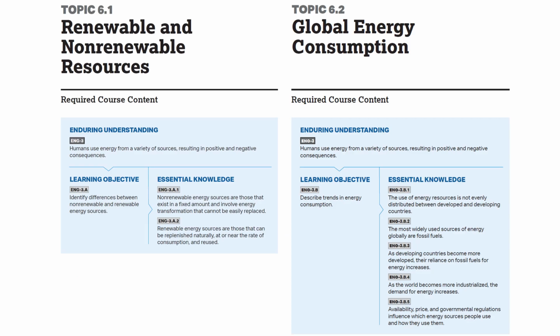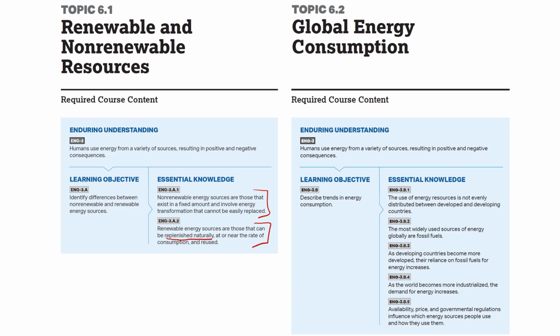So again, a little bit of a side note, let's get back to the learning objectives. You should be able to tell me what the difference is between a renewable and a non-renewable resource. A non-renewable energy resource is any one that exists in a fixed amount on the planet and involves energy transfer that cannot be easily replaced. Okay. There's only so much on the planet and you're not getting more and more. It's not being replaced.